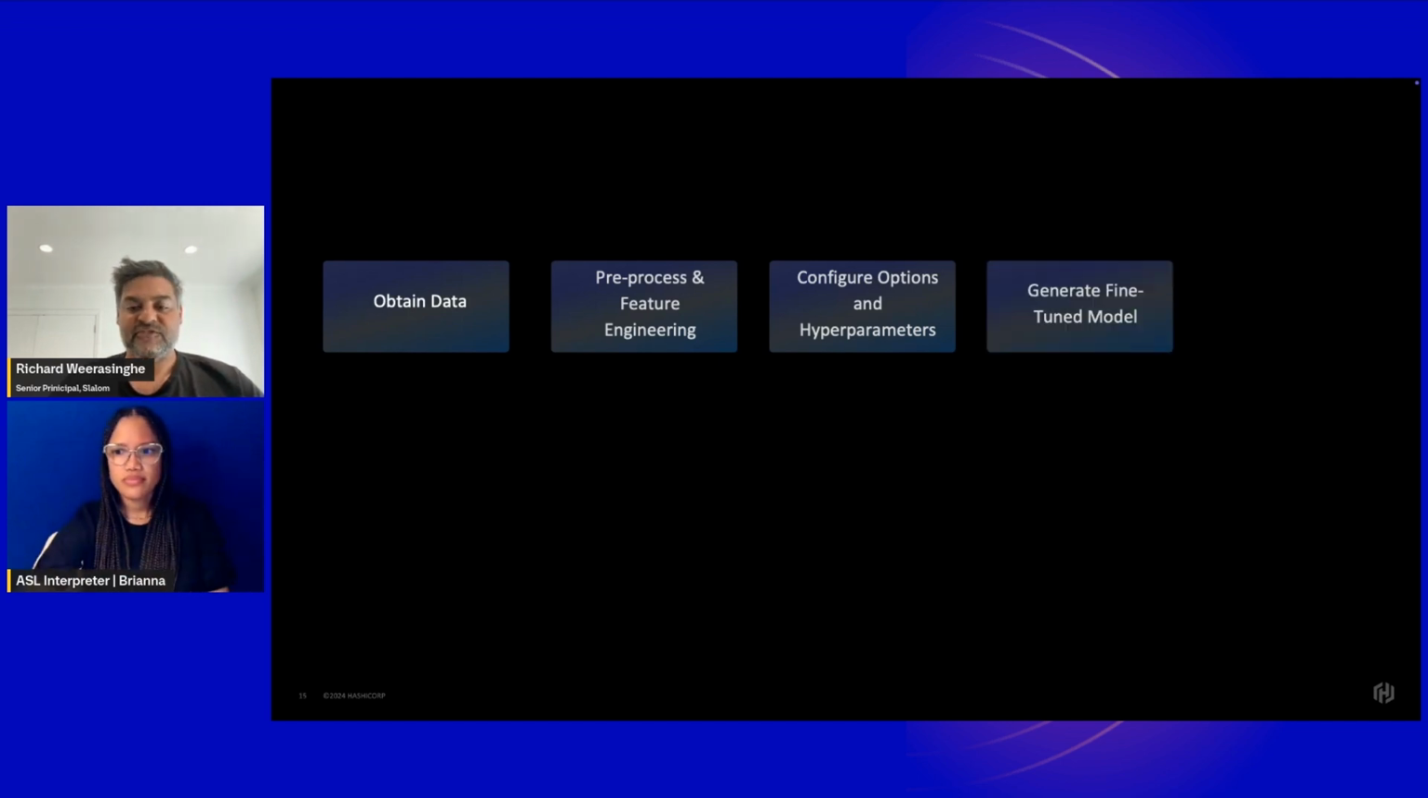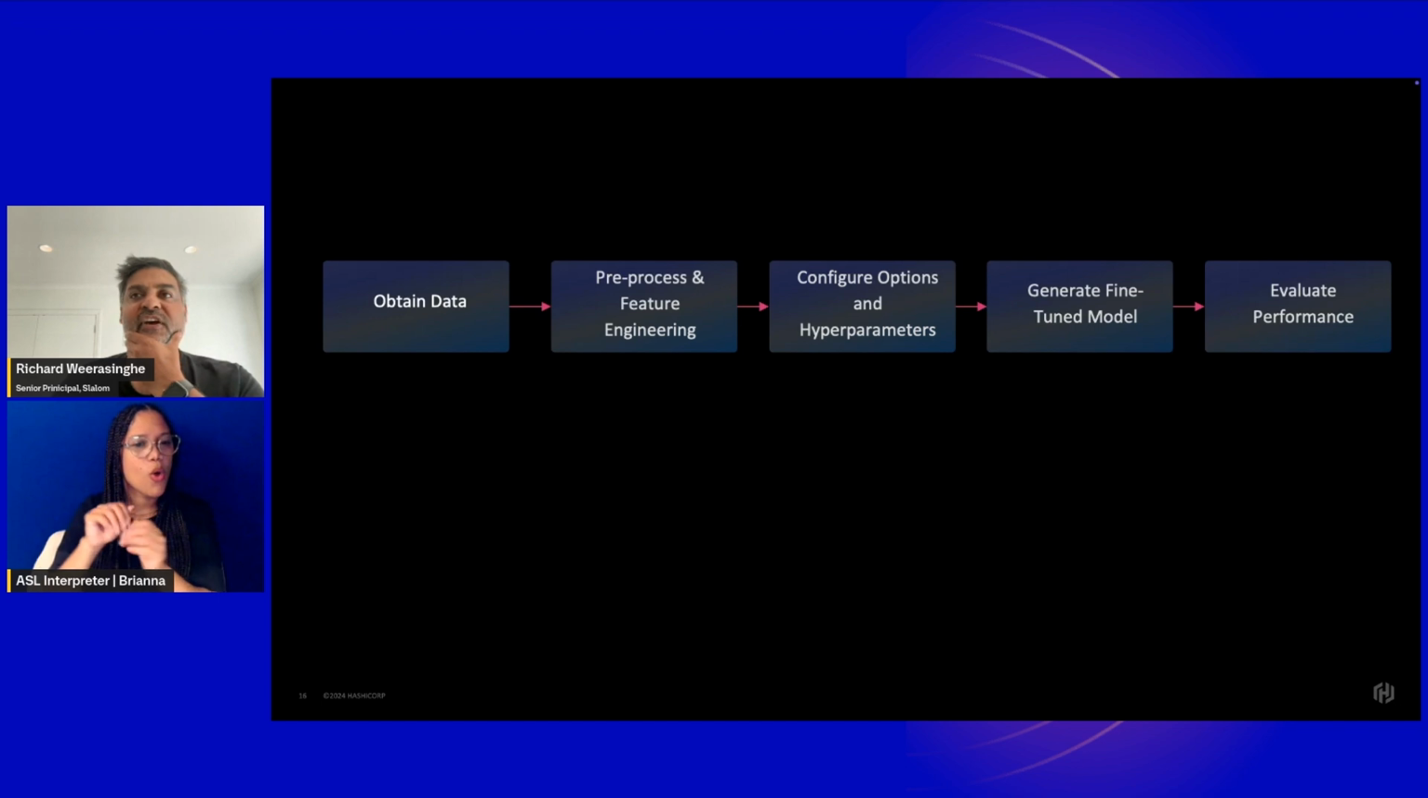Then you go ahead and generate a fine-tuned model. At the end of that, you will end up with an artifact that's stored in OpenAI. And then finally, you have to do some evaluation of performance. So, have I achieved the goal that I wanted? Did I get the accuracy I was hoping for? Are the results meeting my expectations for the amount of work I've done?